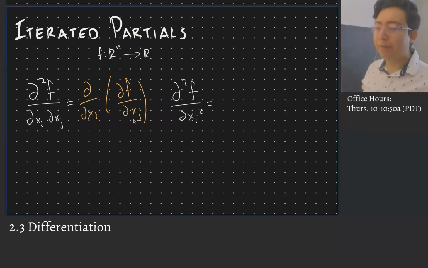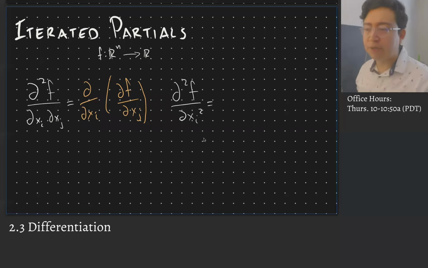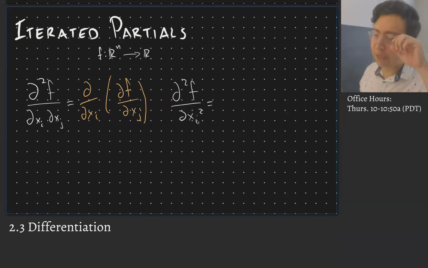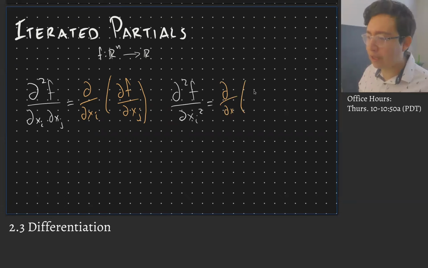A special case of that is when i and j are the same. That's what this notation is here, which looks more like the notation you're maybe used to for a second derivative in single variable calculus. You have d squared f over dx squared, or dy squared. In single variable it's always dx squared, but now with more variables we have dx squared, dy squared, which is why we use this notation. But this is just d/dx of df/dx, and I should put i's here.